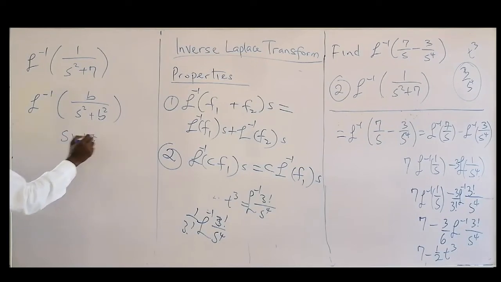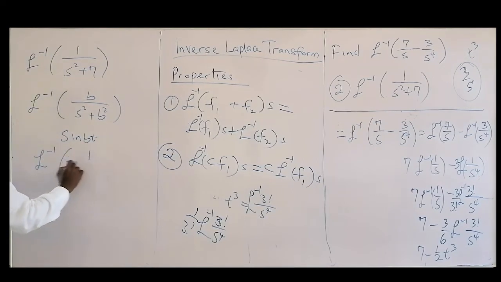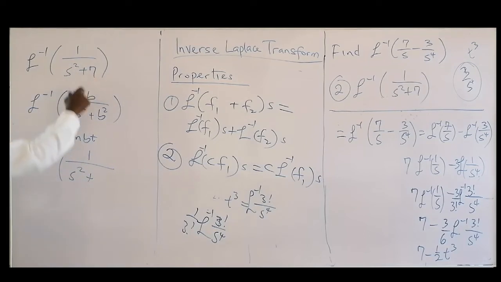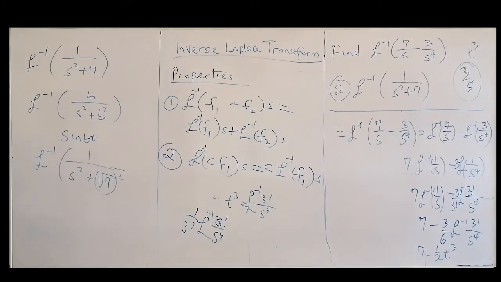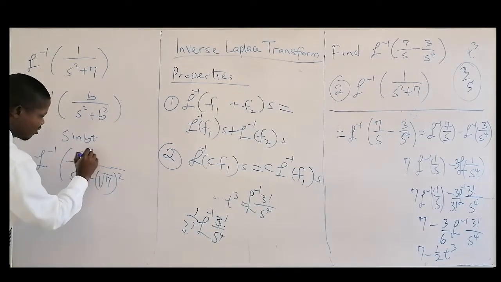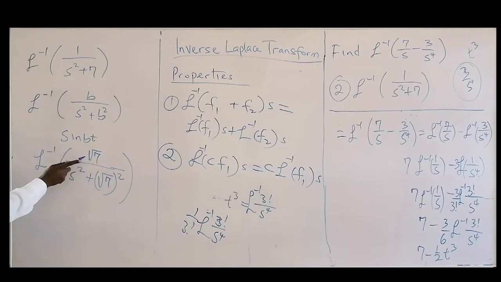So in this case, we are going to do a little adjustment here. This 7 must be a square. We can make it root 7 squared. We are not changing anything, it's still the same 7. What we have here, we want to have it here too. So root 7 squared is still 7. It's just that we want to achieve that b is there, b squared is there.